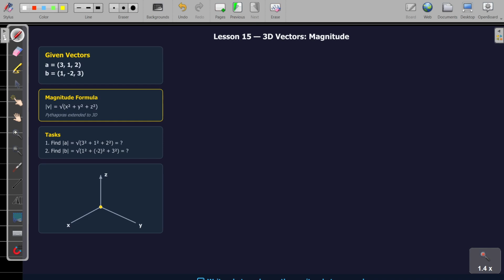Now, we're gonna be learning about 3D vectors, and we're gonna learn about magnitude and all the good stuff relating to dot products. Because vectors are the language of physics, engineering, and computer graphics, and the dot product is one of the most powerful operations you can perform with them.